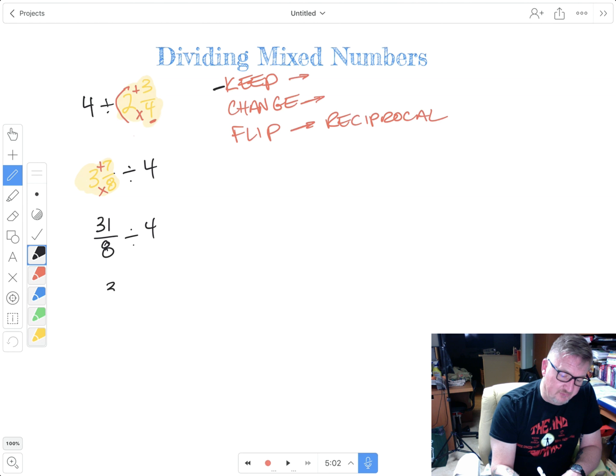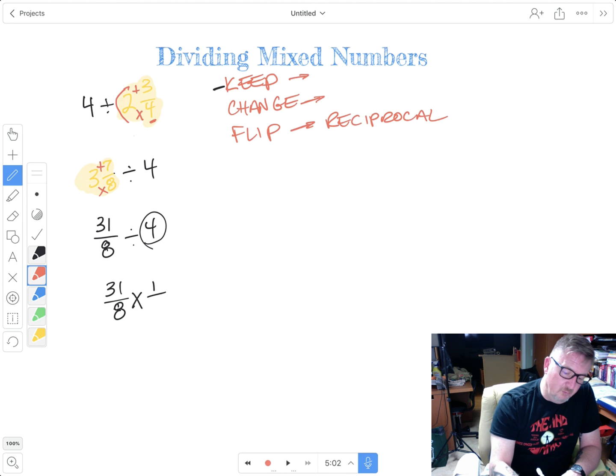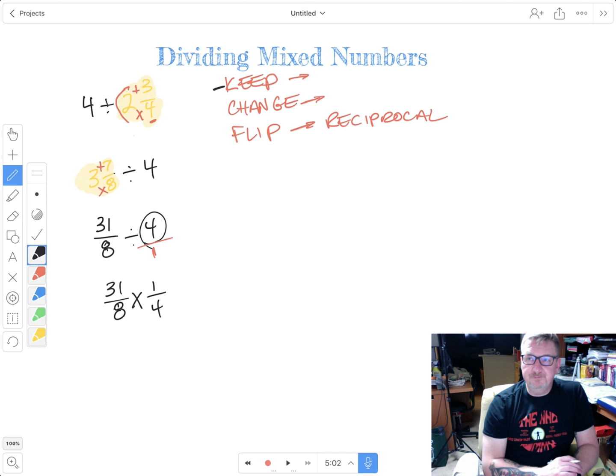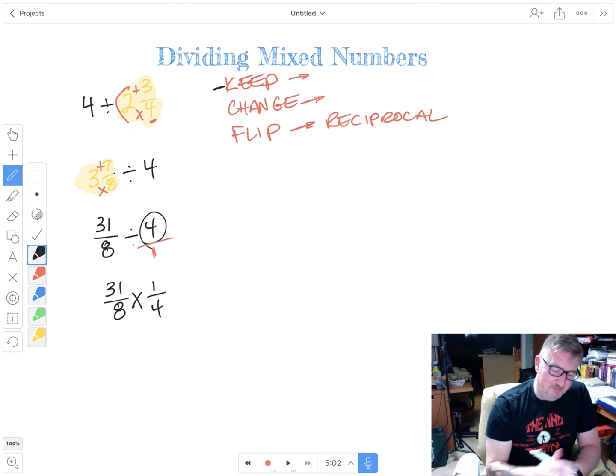I keep this first fraction, 31 over 8. I change to a multiplication problem, and I flip this fraction. Well, I mean, this is not a fraction, not written like that, but it will be 4 over 1. So the reciprocal is going to be 1 over 4. All right. Wow, I picked some crappy fractions because I can't simplify inside here.